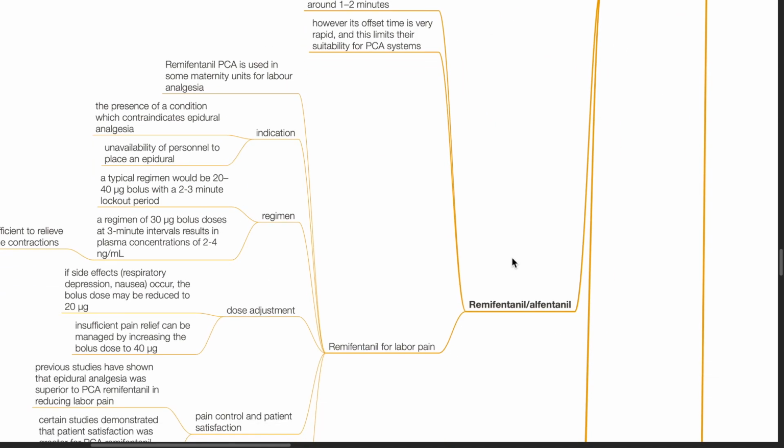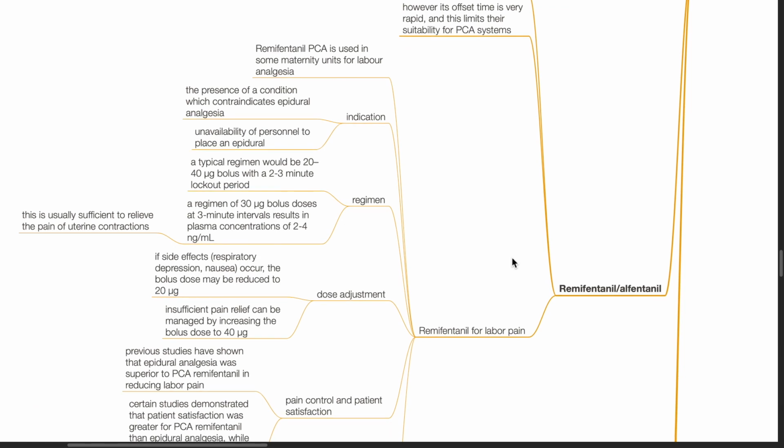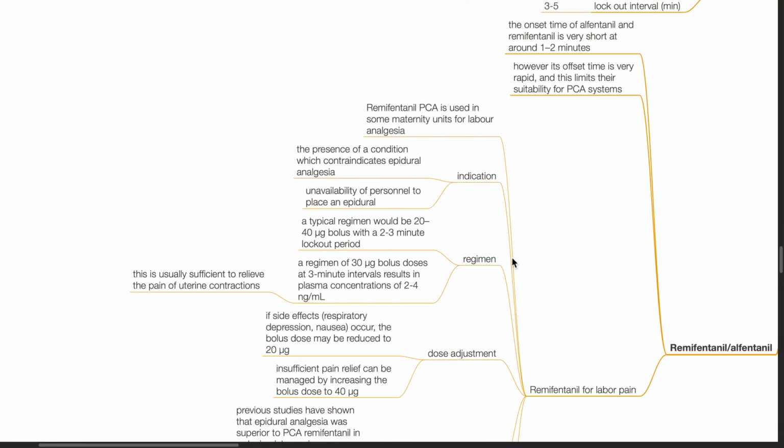Remifentanil or alfentanil. The onset time of remifentanil and alfentanil is very short at around 1 to 2 minutes. However, their offset time is very rapid, and this limits their suitability for PCA systems. Remifentanil has been used to treat labor pain. Indication: the presence of a condition which contraindicates epidural analgesia, and the unavailability of personnel to place an epidural catheter.